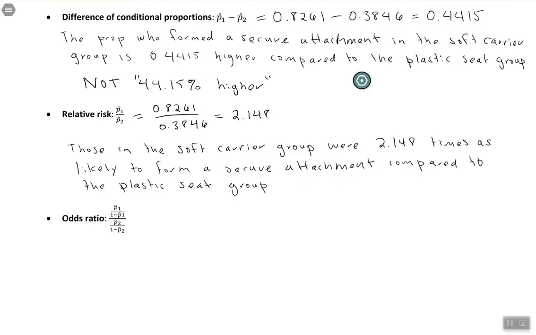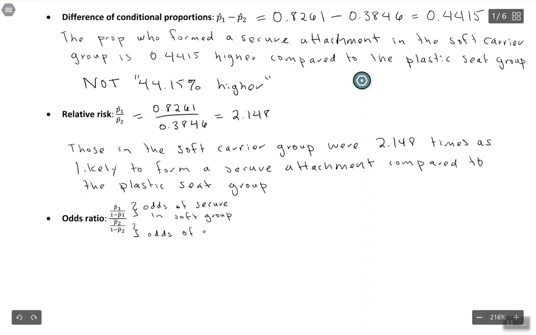So we've talked about two options that we can use to describe the strength of the association. There's one more that we're going to talk about that is very similar to the relative risk, except instead of using just the proportion, it uses the odds ratio. So we have in the numerator here the odds of the secure attachment in the soft group. And then in the denominator, this is the odds of secure attachment in the plastic group.